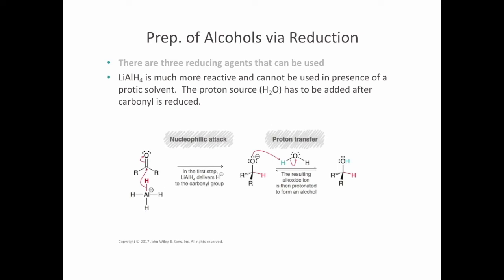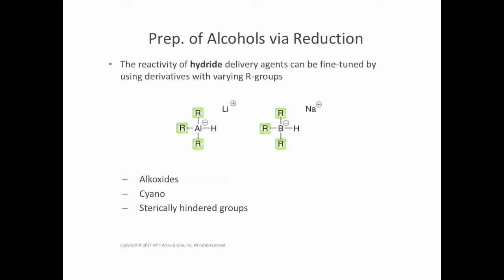Because it's so reactive, it can't be used in the presence of a protic solvent, and the proton source has to be added after the carbonyl is reduced. So the same mechanism here, the hydride attacks the carbonyl carbon, and those 2 electrons form a third lone pair. And then after that's completed, then you can add water or some proton source to get the hydrogen on the O-. And there are a wide variety of hydride reagents that can be fine-tuned by using various R groups on the aluminum or the boron.